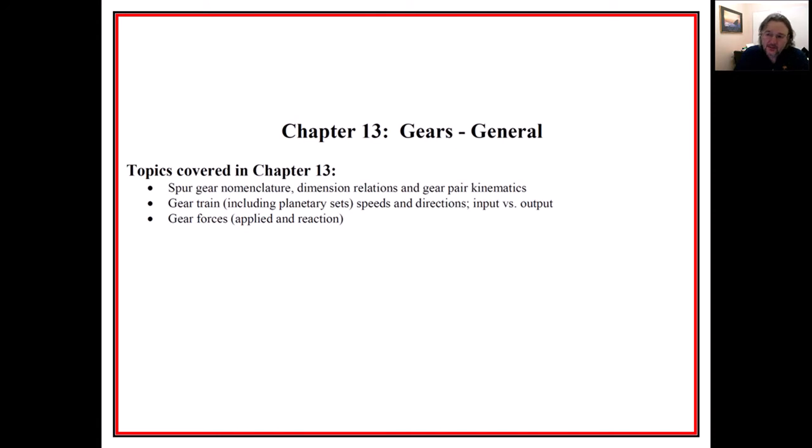These are the things that are covered in chapter 13. Okay, so there's several classes to do this. We'll talk about gear trains. That includes planetary gear sets. We want to look at speed reductions or increases, and then the directions of shafts and the input versus the output. We'll also look at gear forces. So those are the topics that are covered in chapter 13, and we'll break them into about 3 classes.